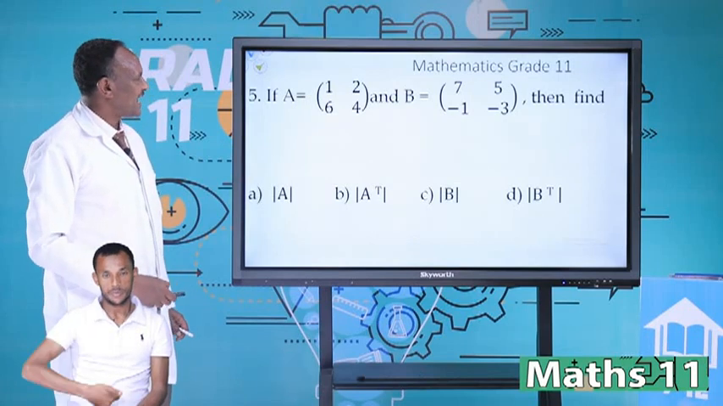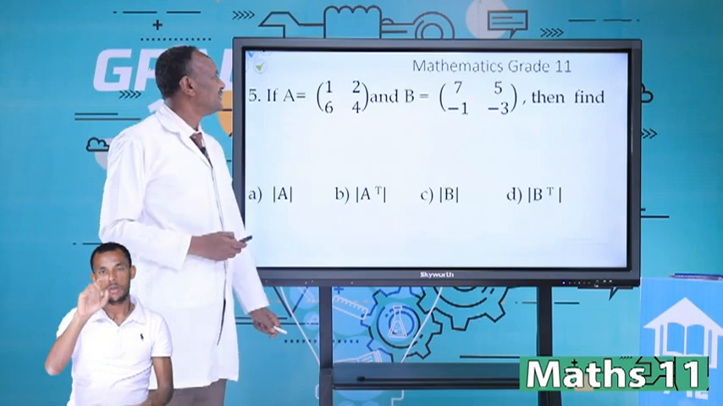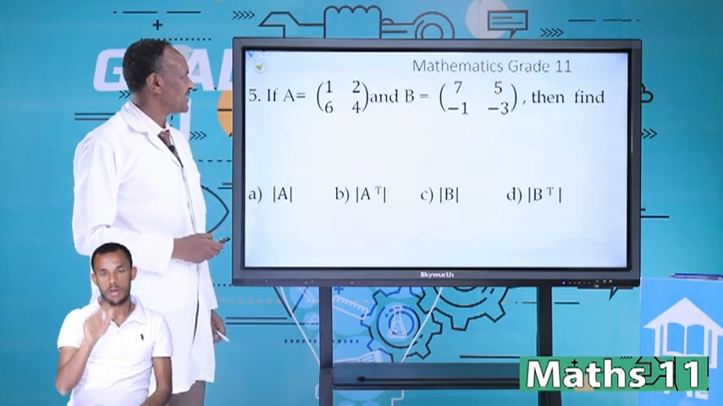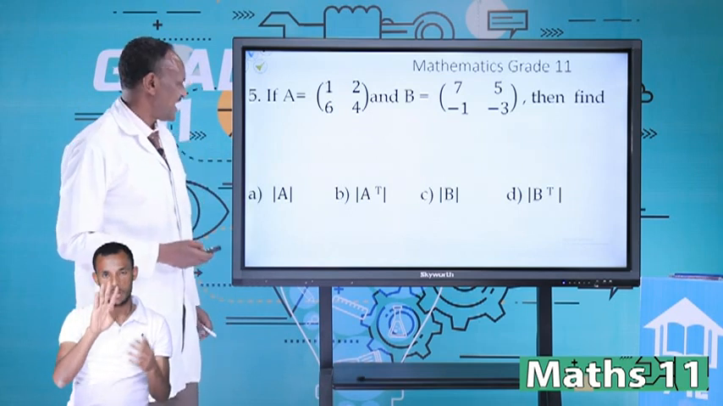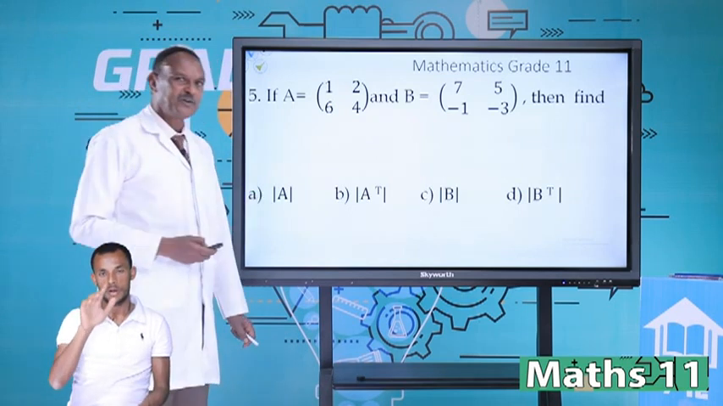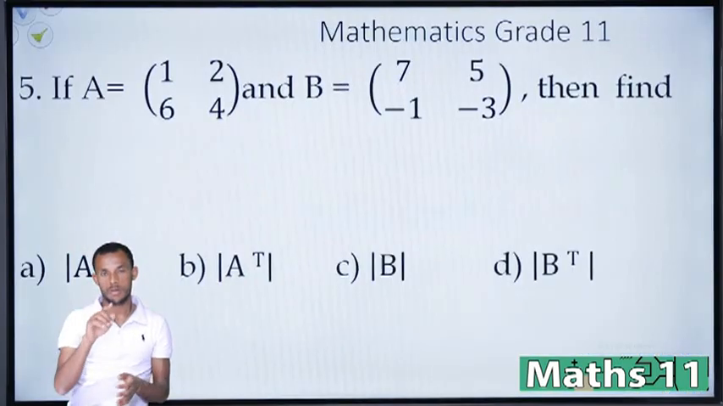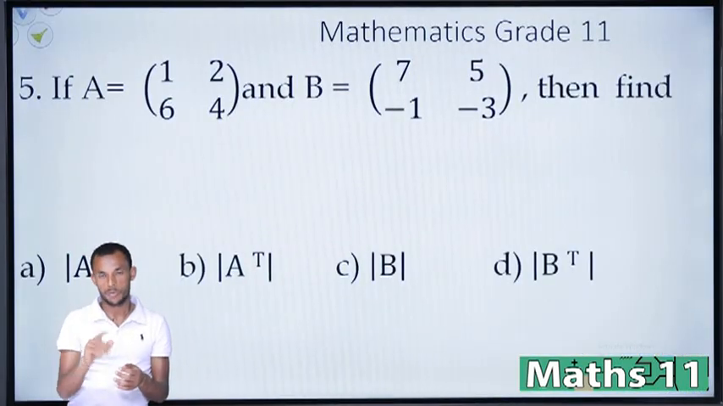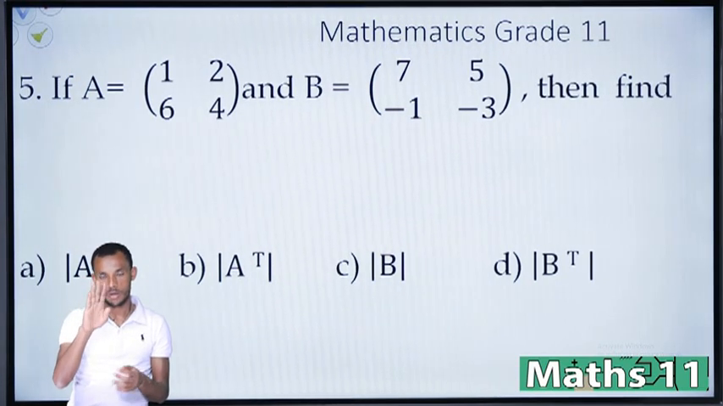The other one, we'll try to discuss about the determinants. A, let it be a 2 by 2 matrix, 1, 2, 6, 4. B, 7, 5, -1, 3. Then, what is the determinant of matrix A? The determinant of the transpose. The determinant of B and the determinant of B transpose.